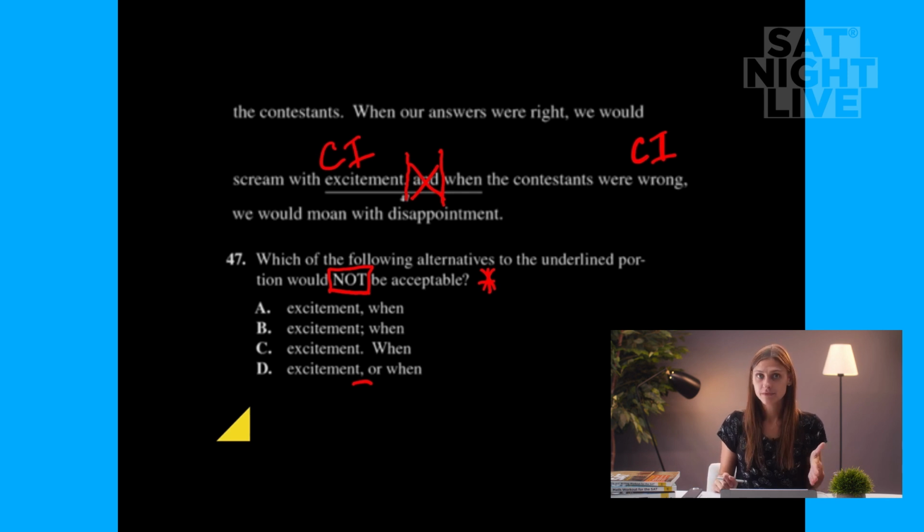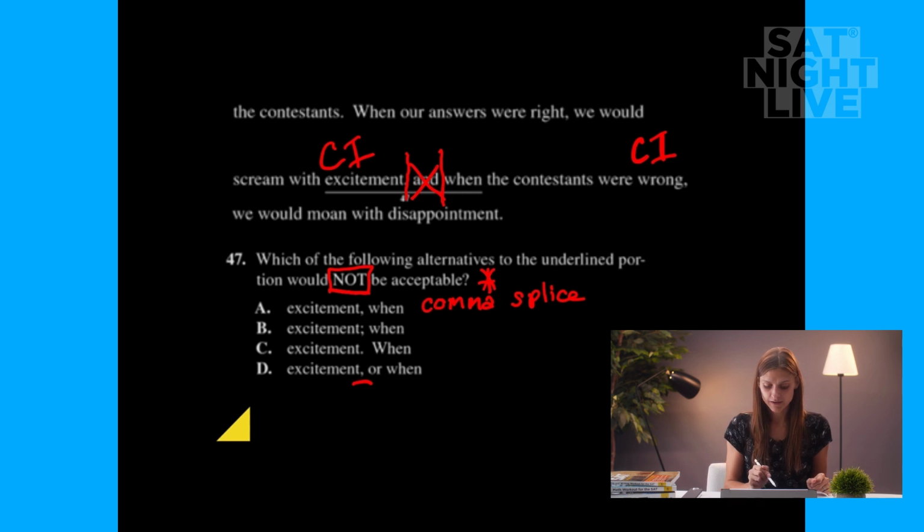So looking here at our choices, we have A, excitement, comma, when. Well, this is one of those comma splices that I was just talking about, right? We have a comma and there's no fanboy. So that one doesn't seem to work, but let's take a look at the other choices to make sure. Now B says excitement, semicolon. Well, from the last question, we know that a semicolon is great for separating two complete ideas. And the wording's the same, right? We see semicolon, when, so that means the rest of the sentence is exactly the same as written above. So that checks out, it's acceptable, so we can cross that off because it's not the one that's not acceptable.